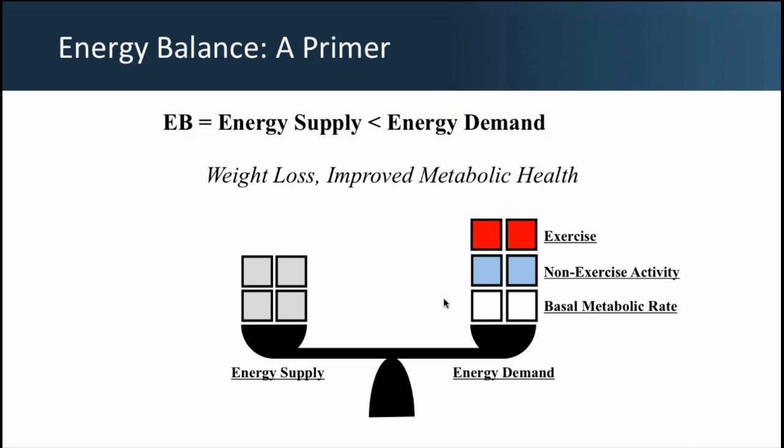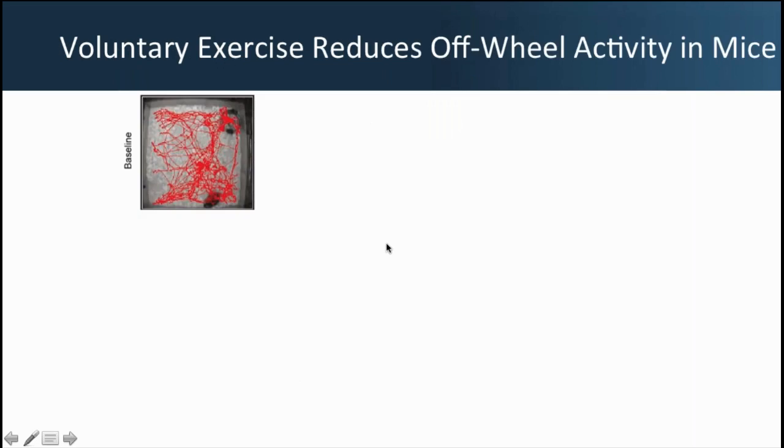And so we see some of this in epidemiological studies with humans, where when we give people a diet or exercise program, they don't lose as much weight as we would predict, and it's likely because of a number of factors. And the question that we had was, what contribution does non-exercise activity, or in this case off-wheel activity, have on energy balance? So there's some evidence that this is important in the literature.